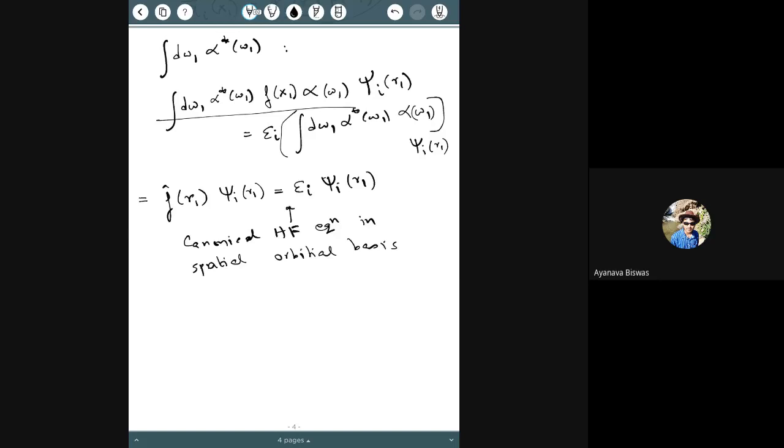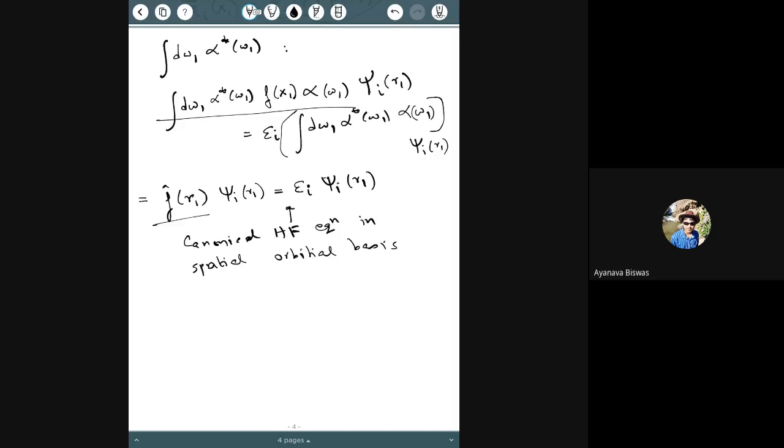So let's see. What remains, of course, is to see what the energies of the spatial orbitals turn out to be. If they are different or the same as the spin orbitals, that is something we must check now. So to do that, what we have to do is find out the matrix elements of the spatial Fock operator. Let's do that.